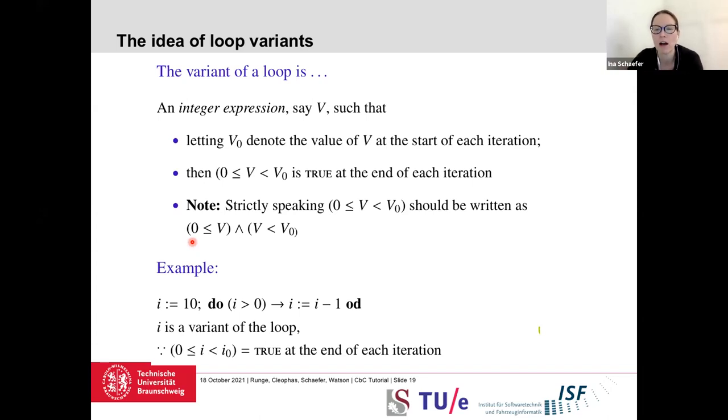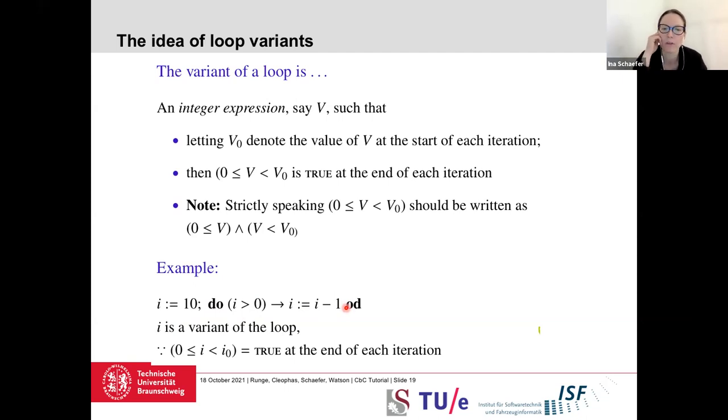And that's then our argument why we make sure that a loop terminates. And here you have a small example. We initialize a variable I with 10. And then we have this very simple loop, which says that as long as I is greater than zero, then we decrease I. And of course here, I is the variant of the loop.